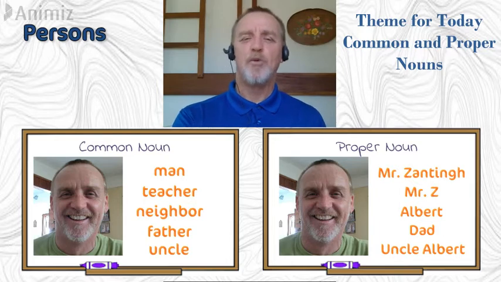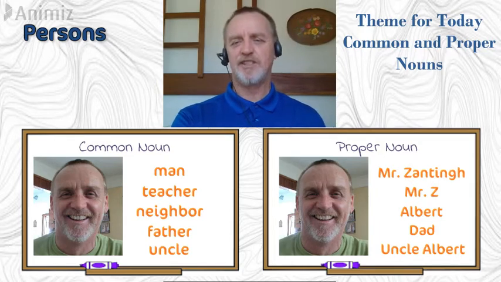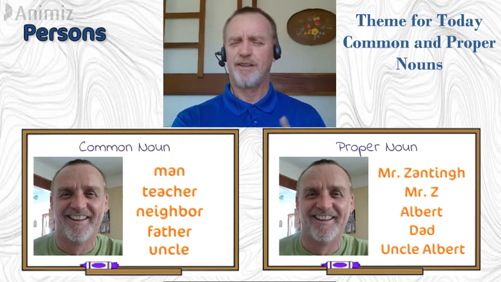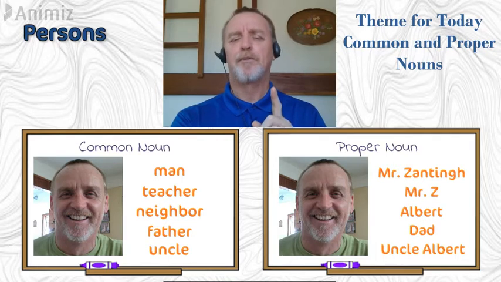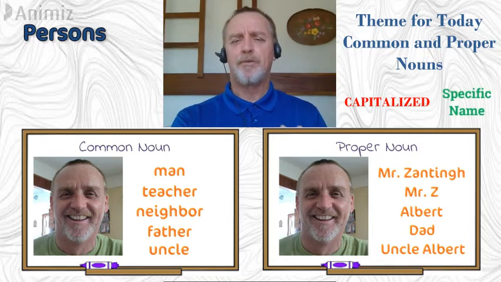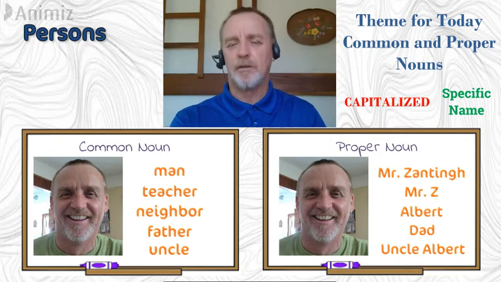So now we have 2 lists. One list is common nouns. The other list is proper nouns. Do you notice any differences between these 2 lists? Yes. Proper nouns are capitalized. Common nouns are not. Proper nouns are the specific name given to a person. Do you notice any other difference?